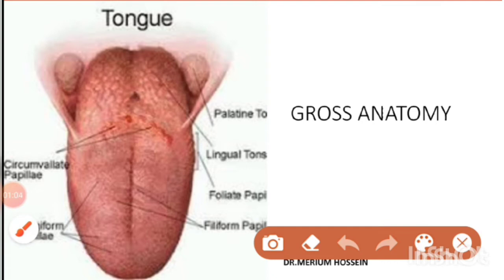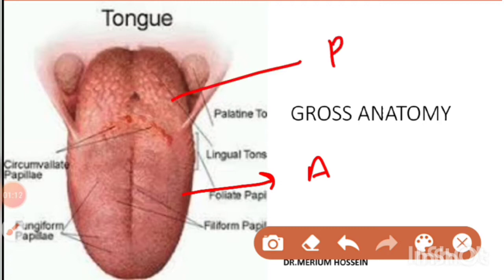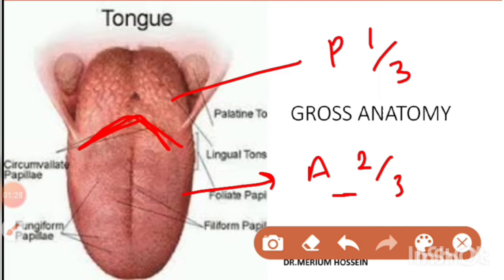Now tongue has basically two parts. This is the anterior and this is the posterior part. The anterior part is basically 2/3 and the posterior part is 1/3. And this is a V-shaped sulcus that basically divides the anterior and the posterior parts. Now the anterior 2/3 is also divided in the midline by a median fissure or median groove, and this groove is present externally, and the anterior 2/3 is also divided internally by a fibrous septum.